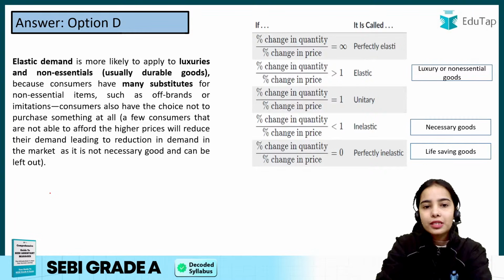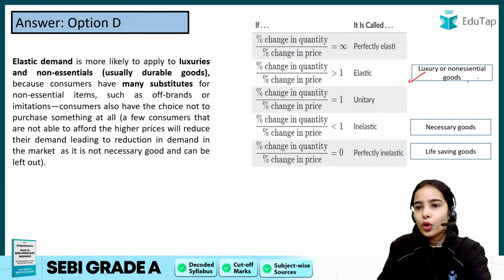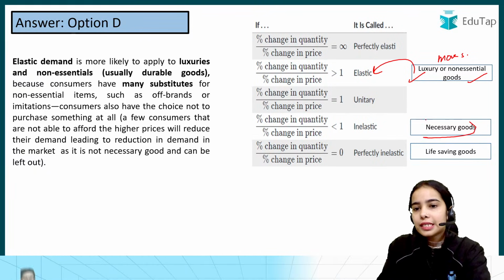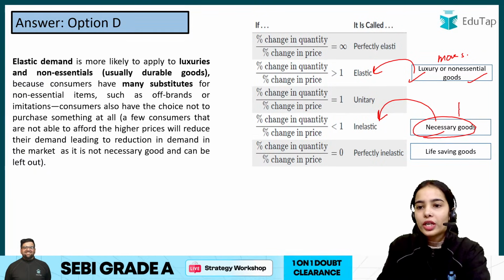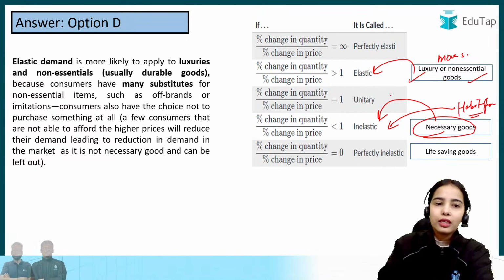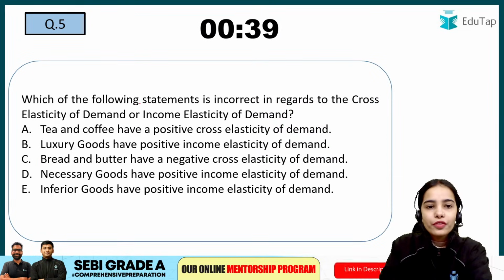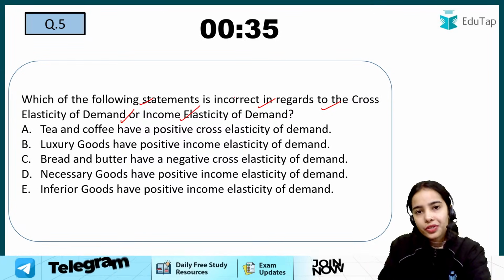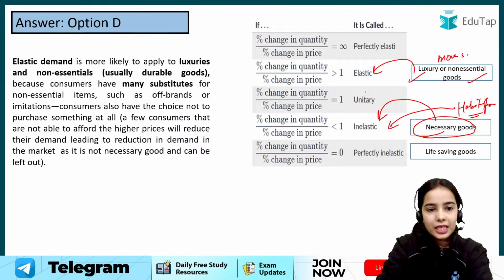So in the price elasticity of demand, the luxury or non-essential goods, the goods that have more substitutes, have elastic demand. Necessary goods have inelastic demand, or even the habit forming goods like cigarettes, alcohol and such, they also have inelastic demand. Okay, now which of the following statements is incorrect in regards to cross elasticity of demand or income elasticity of demand? Explain E point.